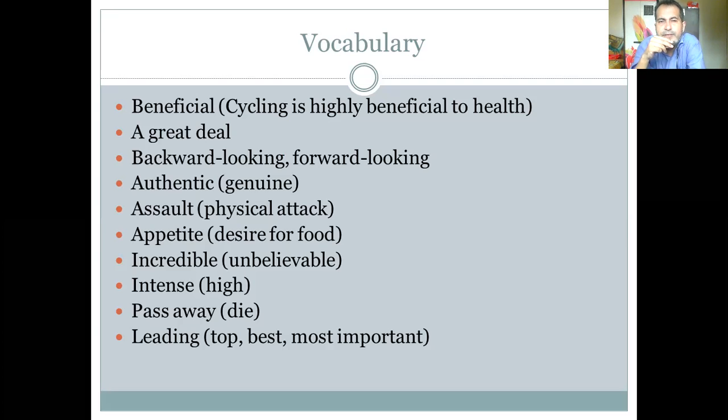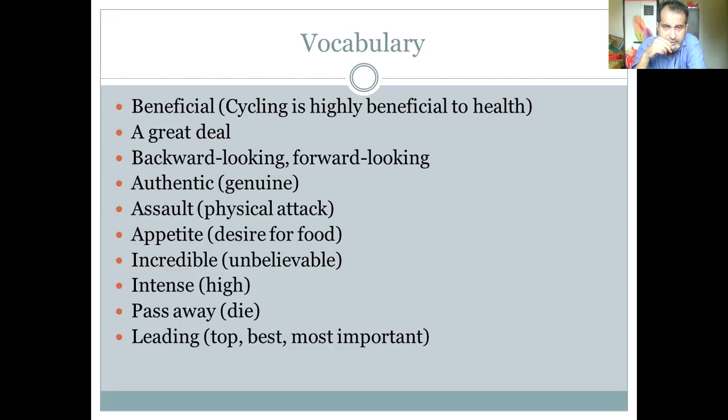Again, the antonym of this is forward looking. That means modern or progressive, forward looking. His ideas are very much forward looking. So you can use these words in these sentences.